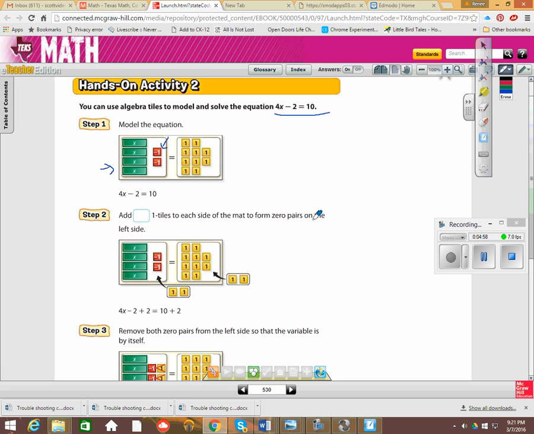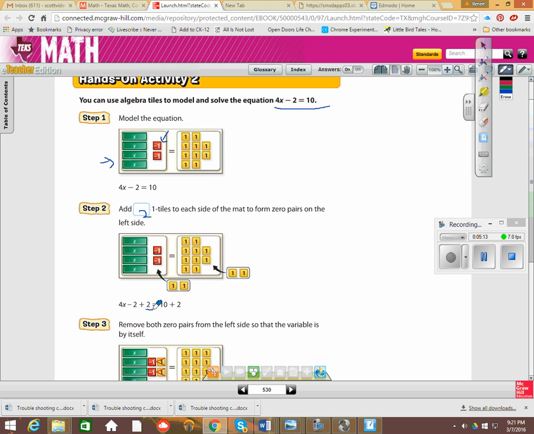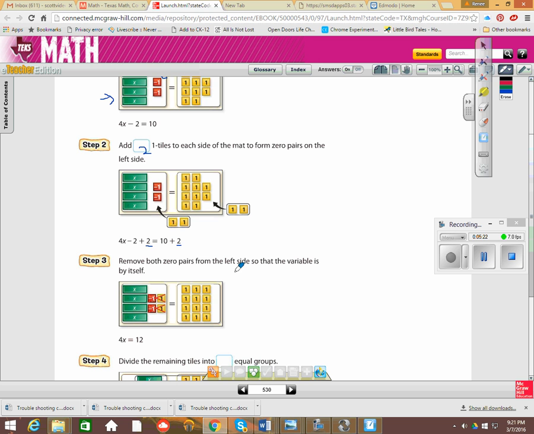Add how many tiles to each side of the mat to form 0 pairs on the left side. So of course we added the two tiles. Okay, so that's what happened here. So you see in this step 2, they plus 2 on both sides, which means we added 2 more to it to make it 12 on the right side. Okay, step 3, remove both 0 pairs from the left side so that the variable is by itself. So when they added the positive, that zeroed it out, so nothing's there. Put the variable, which is the 1, 2, 3, 4x equals 12.